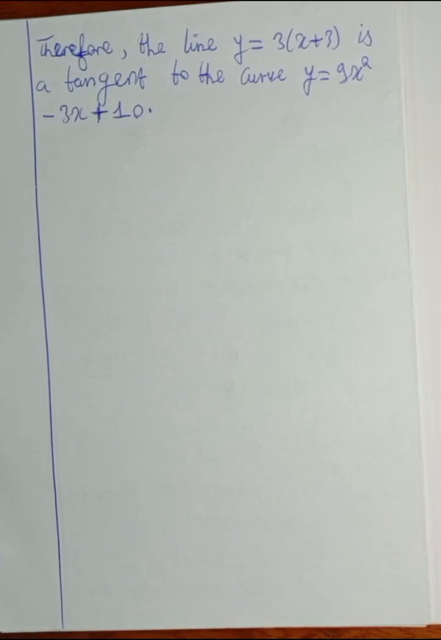If the discriminant is greater than 0, then you know the line intersects the curve at two distinct points. If the discriminant is equal to 0, then the line is a tangent to that curve. If the discriminant is less than 0, then the line does not touch or does not intersect with the curve. So that's how we get it.